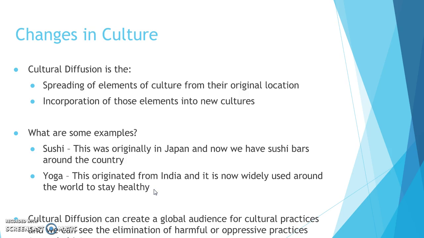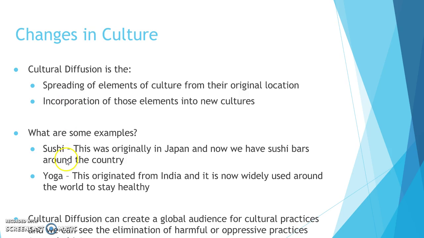So globalization can cause major changes in culture. So the first idea is cultural diffusion. What is cultural diffusion? It's the spreading of elements of culture from their original locations. So you take different pieces of a culture from, let's say, China, and they get incorporated into a new culture like Germany or Nicaragua or the US. And so the idea of diffusion is you're diffusing something when you are spreading it out.